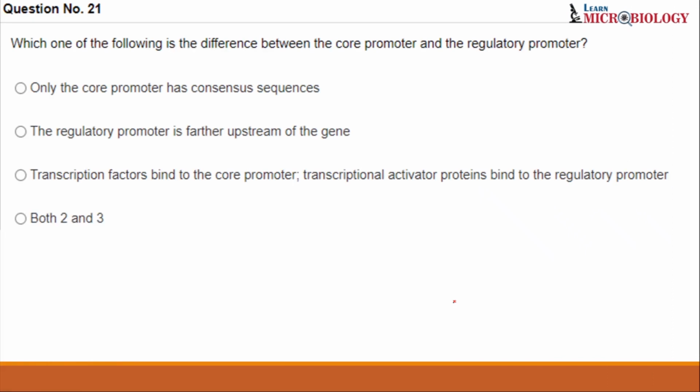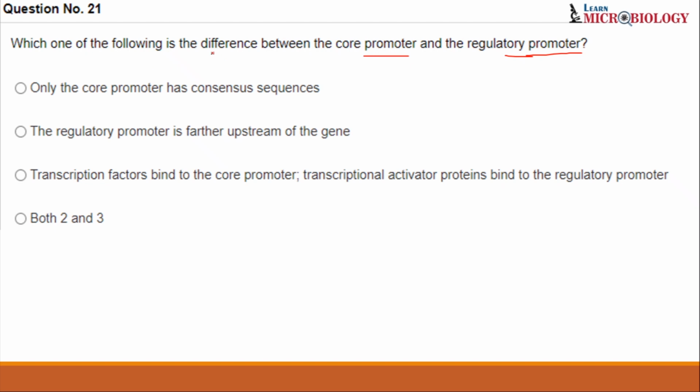Question number 20. Which one of the following is the difference between the core promoter and the regulatory promoter? If you have studied about promoters, we know that the promoter region has two particular regions. One is the core promoter region where exactly your polymerase enzyme is going to bind, but there is also a regulatory promoter region where some enhancer molecules can bind and they can allow your polymerase to attach properly to this core promoter. Okay, so now let's go to the options.